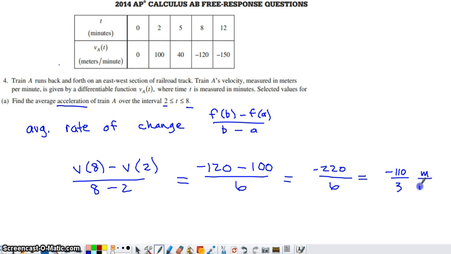And I am going to toss the units on here. It's going to be meters per minute squared. I don't think it really asks for those, but that doesn't really hurt to list them. So there is your average acceleration for this train over the time frame from 2 to 8.